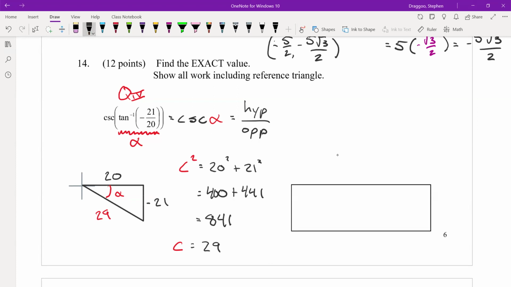The very last thing we need to do is fill out our fraction. We know our opposite side was negative 21. That part was given to us. We just needed the hypotenuse in the numerator, and that was 29. So our answer to the whole thing should be negative 29 over 21. And that solved our problem.